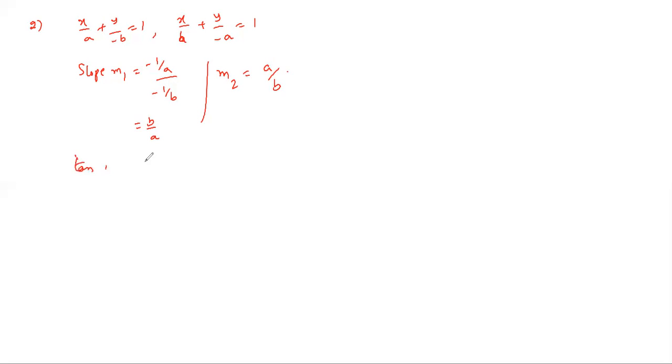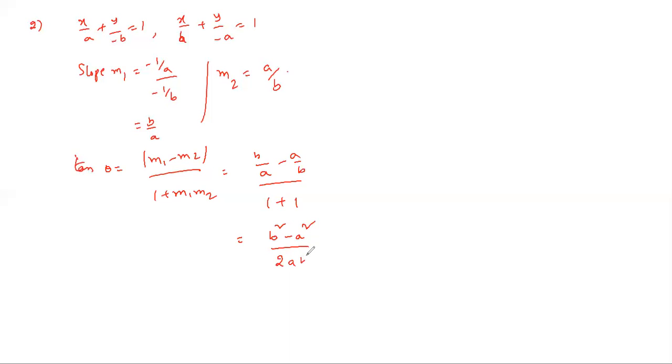So the angle between the lines: tan theta = |M1 - M2|/(1 + M1 M2). So (b/a - a/b)/(1 + (b/a)(a/b)), which is (b² - a²)/2ab. So theta = tan inverse of (b² - a²)/2ab, or you can also write (a² - b²)/2ab.